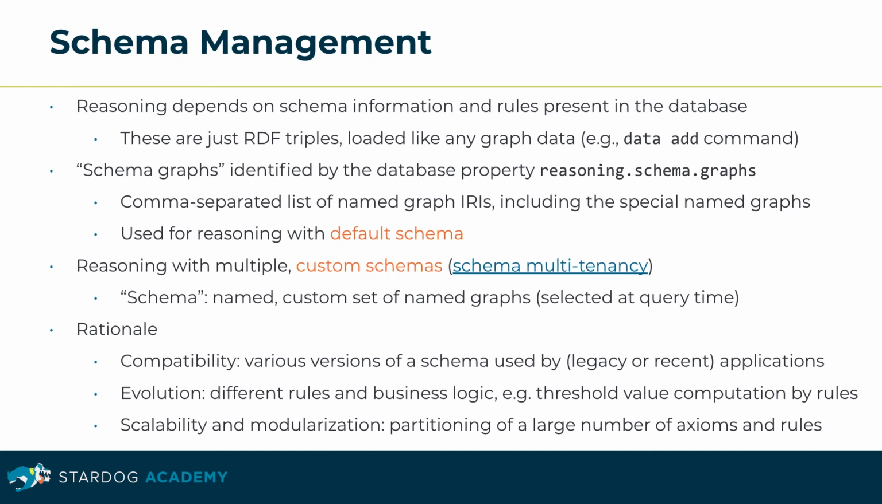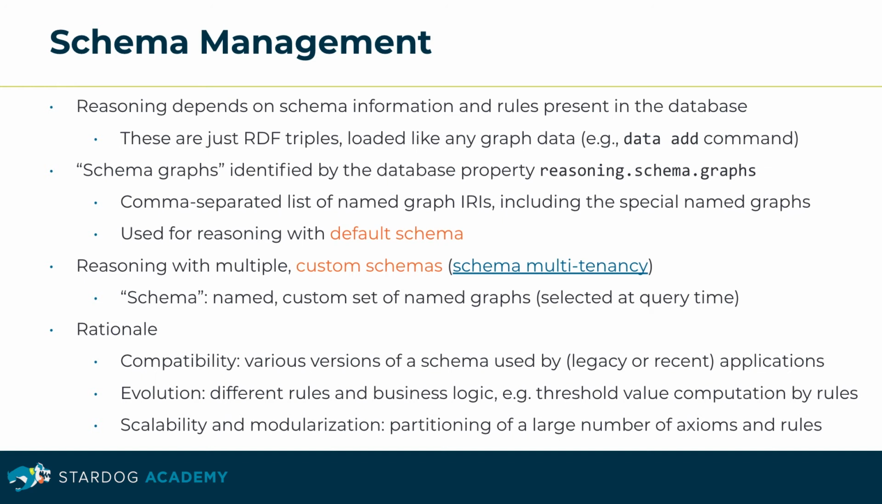Stardog further supports reasoning with multiple custom schemas. The term schema refers in this context to a named custom collection of named graphs selected at query time that contain the reasoning axioms. This schema multi-tenancy feature has various benefits.